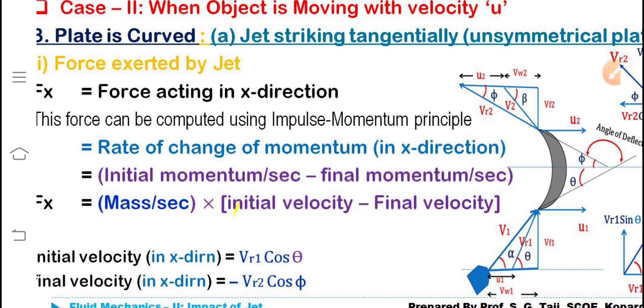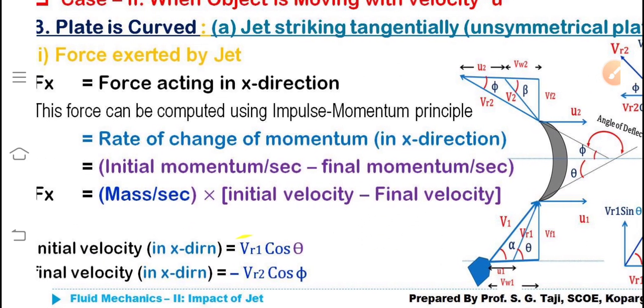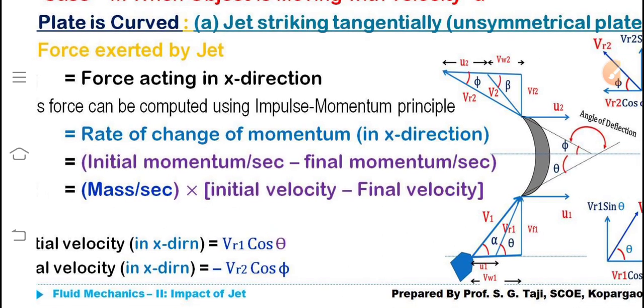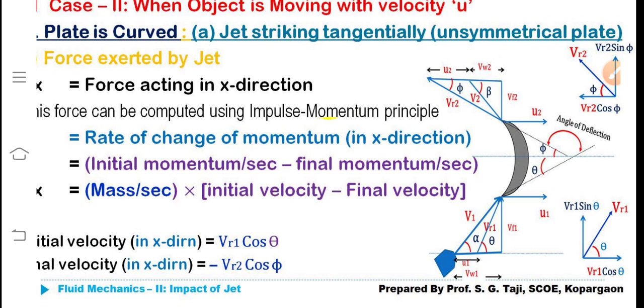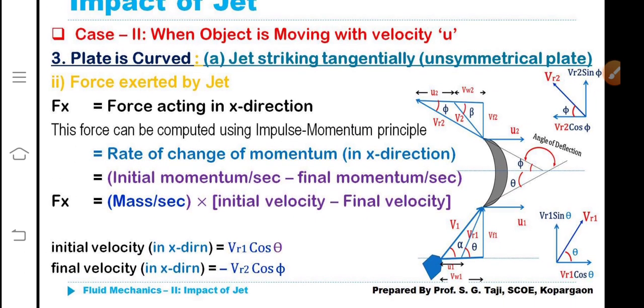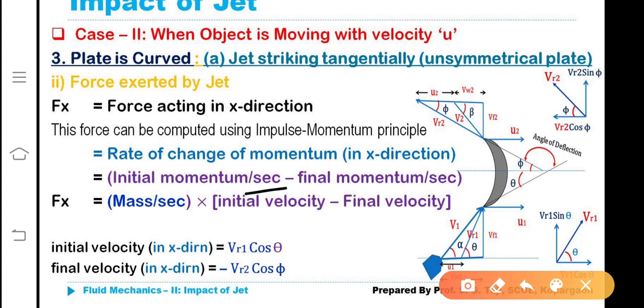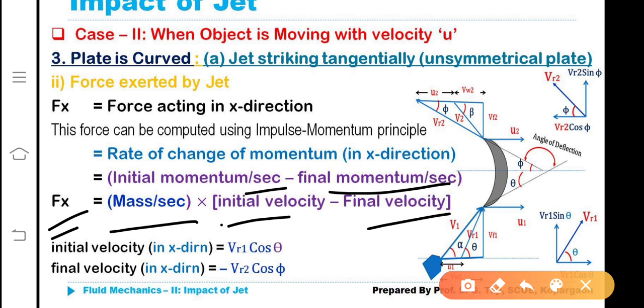Therefore, force acting in the x direction. This force can be computed using the impulse-momentum principle. We know the rate of change of momentum in the x direction is equal to initial momentum per second minus final momentum per second. Therefore, Fx is equal to mass per second multiplied by the initial velocity minus the final velocity.